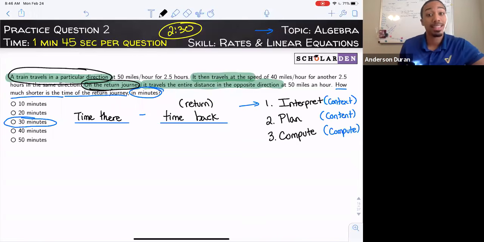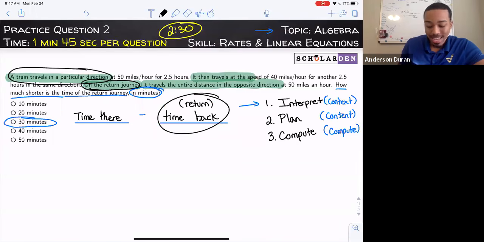Now it's time to plan this thing out, because now the question becomes, how do I get the time there? How do I get the time back? When I take a look, which one's easier for us to figure out, the time there or the time back? Let me know quickly. Which one's easier, to find the time there or the time back? So we say the difference to get the time back.